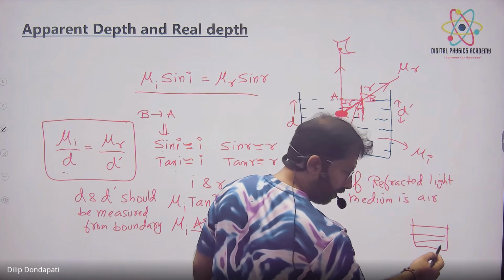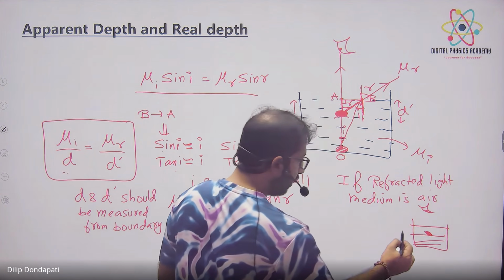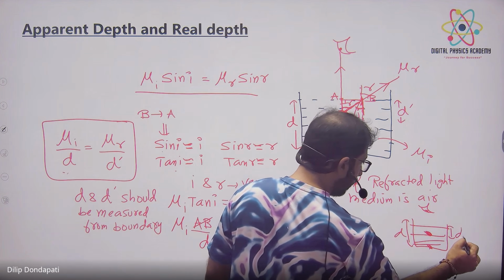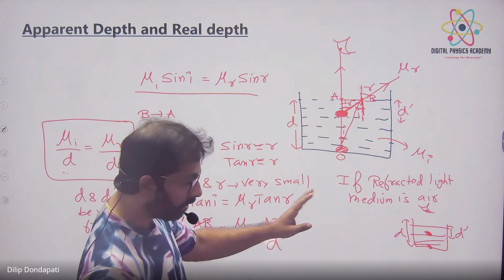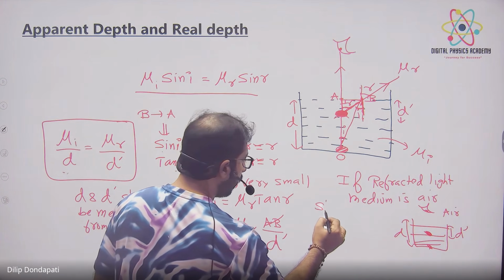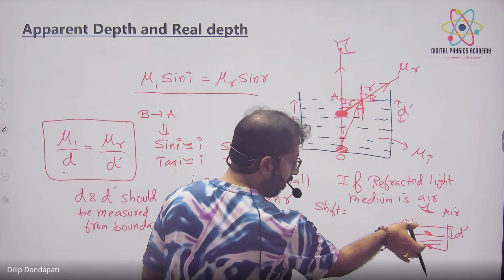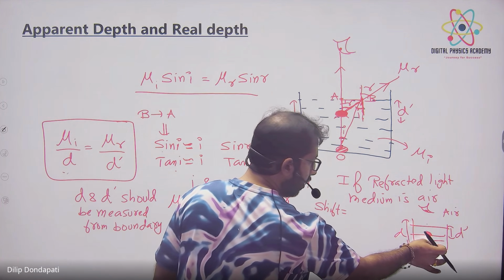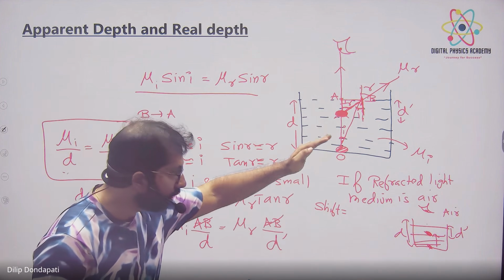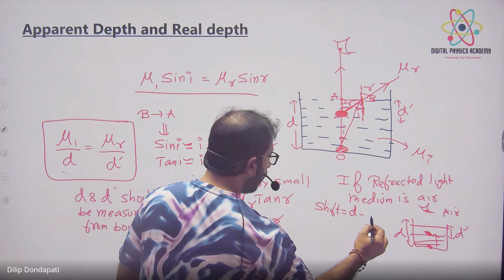So to calculate the shift, what are the things? Suppose it is water, and from here we are seeing that the object got raised. This is the original object D, and this is D dash, right? Okay, now what is the shift in this case? Outside there is air, tell me what is the shift now in this case? It is D minus D dash. Only then this much shift happened. Total real depth minus D dash from the boundary gives the shift. So write the formula: D minus D dash.